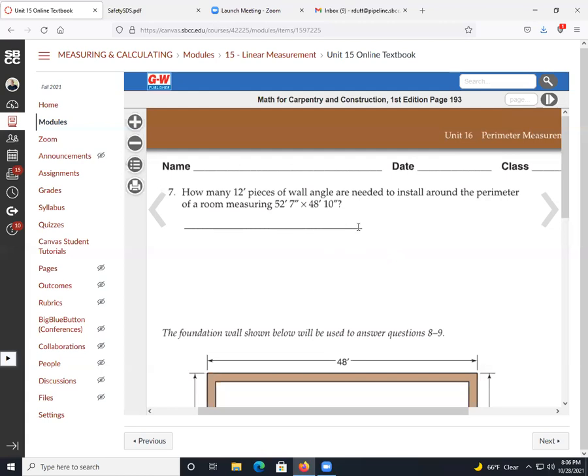So how we do it is we get the perimeter first, which is we take both sides times 2 and add them together. So that's 52 feet 7 times 2. That should be 104 and 14 inches, which is 105 and 2 inches. And then we do 48 feet, 10 inches times 2. That should be 96 feet, 20 inches, which we all know is 97 foot 8 inches. Now we add those two together and divide by 12. And I'm just not going to do it right now.